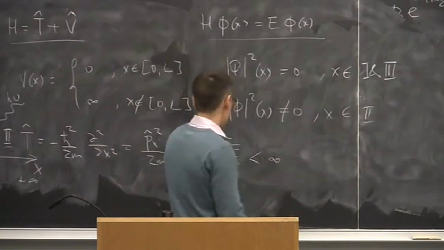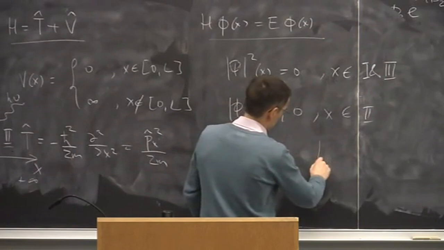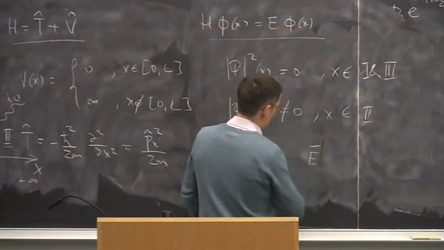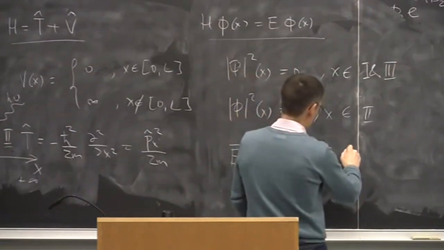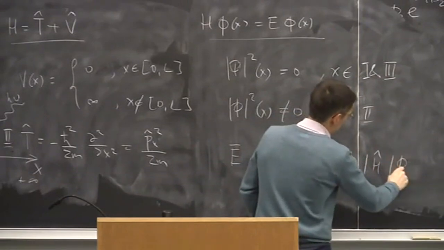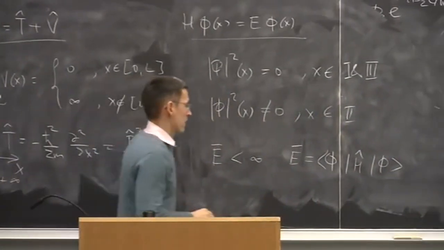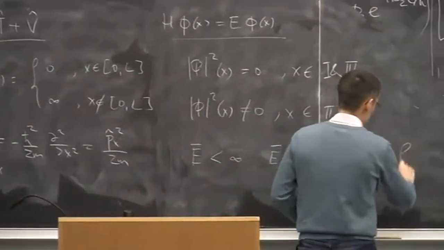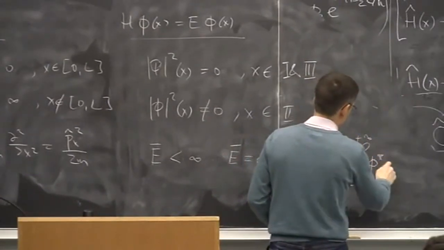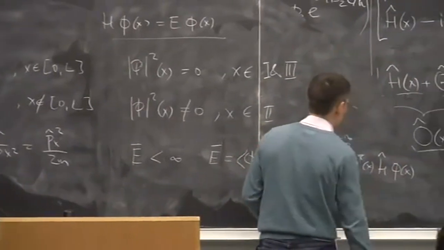Now, if you have a function phi, let's just estimate what the average energy is. The average energy will be the Hamiltonian expectation value. Imagine it's normalized. Then this is the integral from minus infinity to plus infinity of phi star of x, H, phi of x.